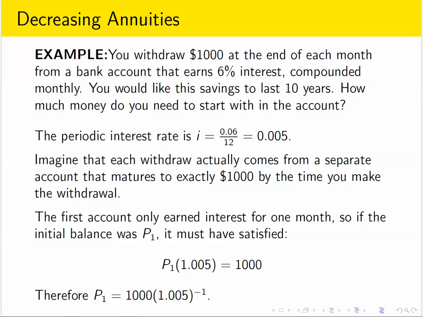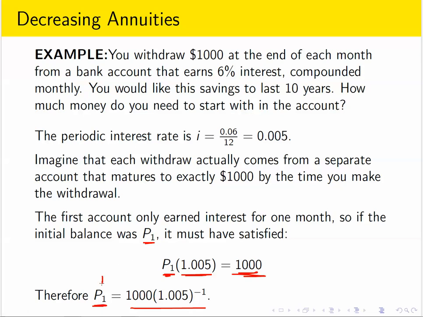So how much did we need to start with in each of those accounts? If we started with P1 in the first account, P1 represents the starting balance of the first account which we empty at the end of the first month. At the end of the first month, it has $1,000 in it, which means at the start of that month, it had P1, and we multiplied it by 1.005 to represent the 0.5% periodic interest rate. And we can use this information to isolate P1. We can just divide both sides of this equation by 1.005, which is what we did here. So remember, this negative 1 exponent is equivalent to a reciprocal, so this was another way of writing 1,000 divided by 1.005. Okay, so this is the idea.